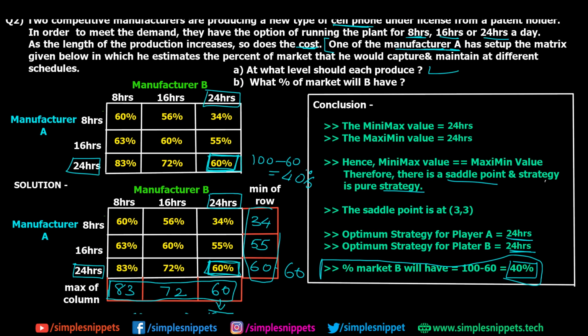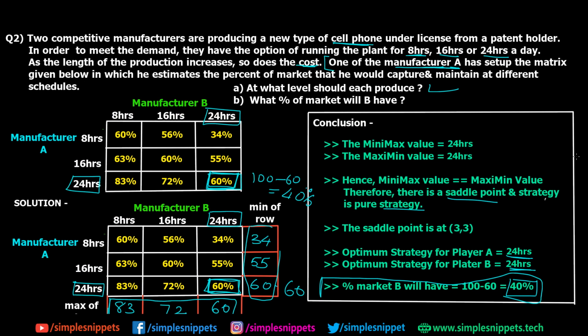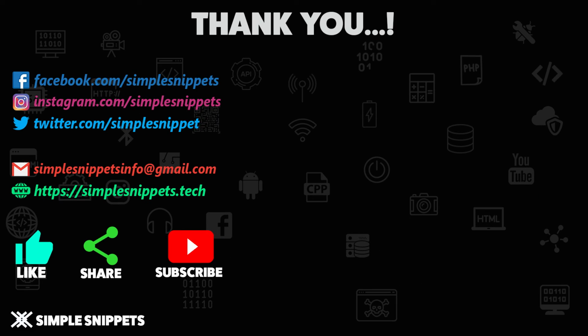Okay, so this was numerical number 2. I hope pure strategy questions based on game theory are very clear by now. So we solved a simple question first, and we then also saw a word problem based on pure strategy of game theory. So that's it for this video, guys.